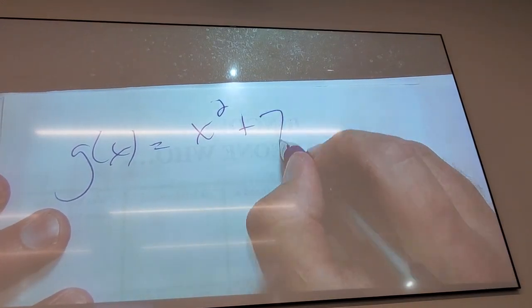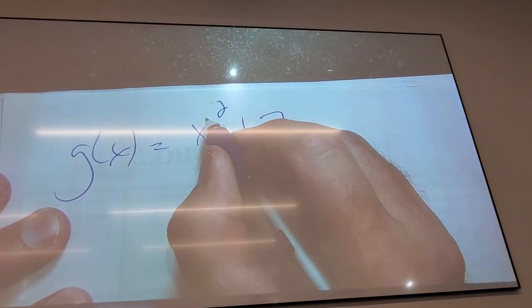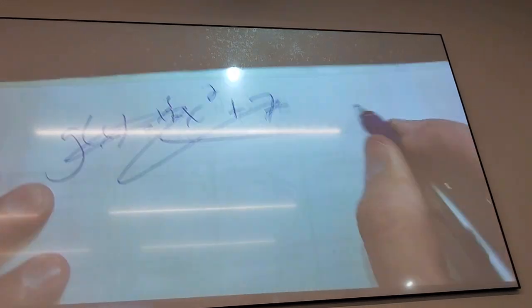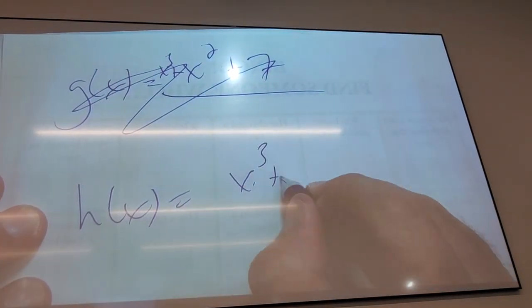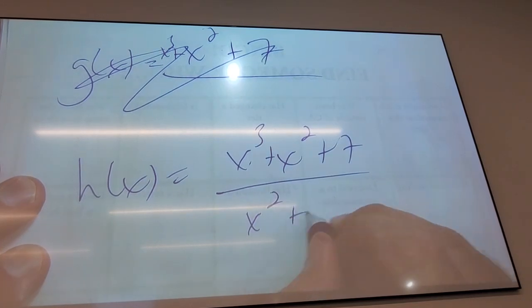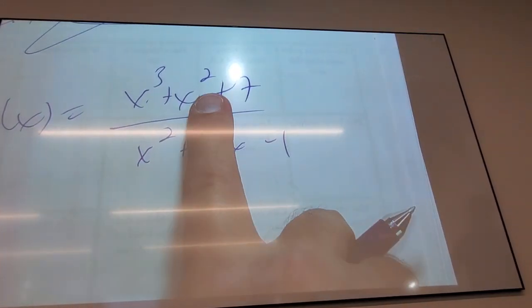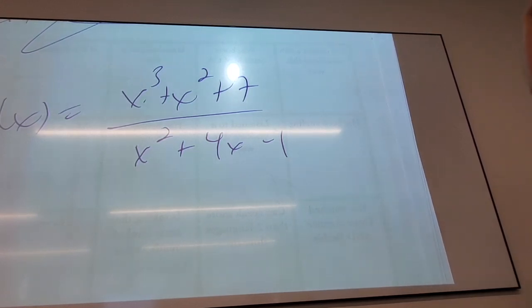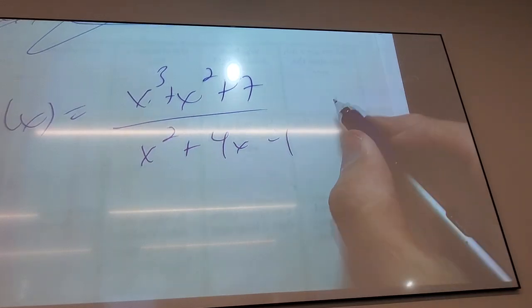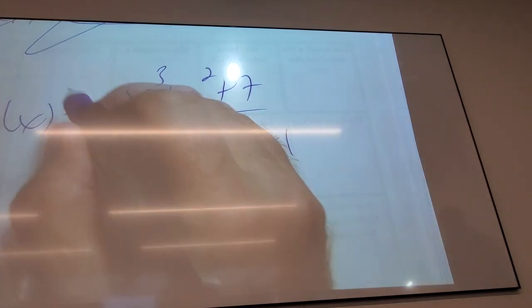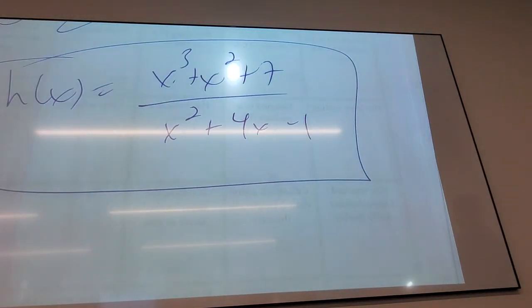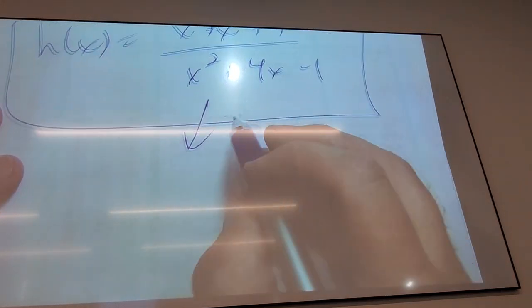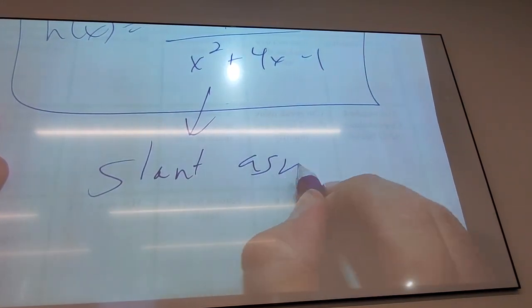What do you think happens if the top degree is higher than the bottom? Which one's growing faster then? The top is. So the bottom can't keep up. So my outputs are just going to keep getting bigger. So in this case, it's going to go to infinity. This is the weirdest situation. Believe it or not, this is going to lead to what's called a slant asymptote.